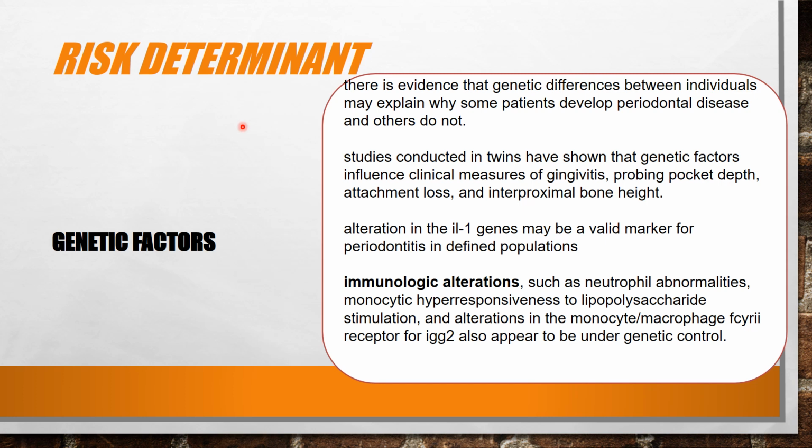Genetic factors: there is evidence that genetic differences between individuals may explain why some individuals develop periodontal disease and others do not. Studies conducted in twins have shown that genetic factors influence clinical measures of gingivitis, probing depth, attachment loss, and interproximal bone height. Out of that, alterations in the interleukin-1 genes may be a valid marker for periodontitis in defined populations. Mainly, immunological alterations such as neutrophil abnormalities, monocytic hyperresponsiveness to lipopolysaccharide, and alterations in the monocyte or macrophage Fc receptor for IgG2 also appear to be under genetic control. So these are the alterations that can usually happen due to genetic factors.